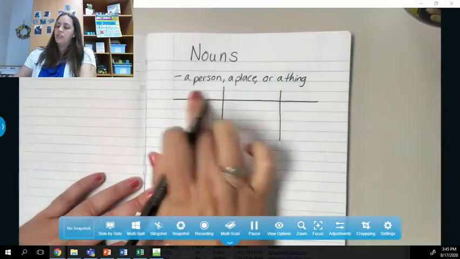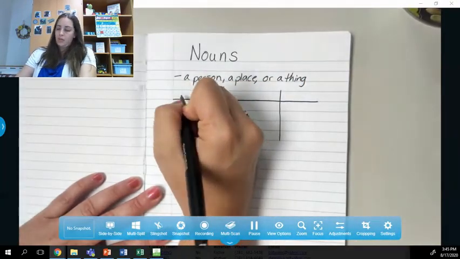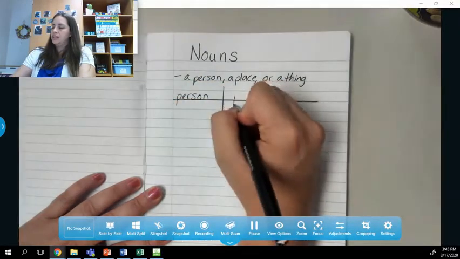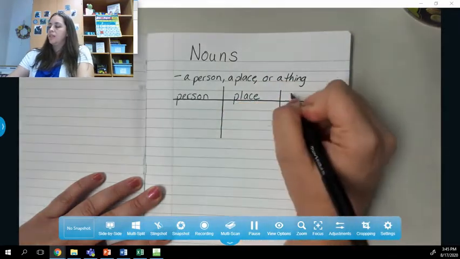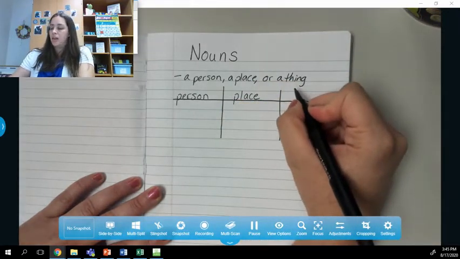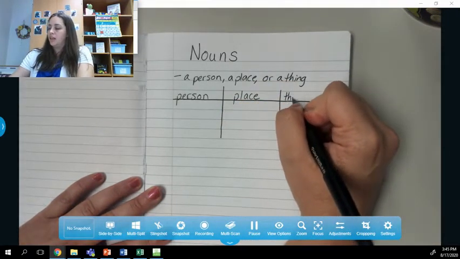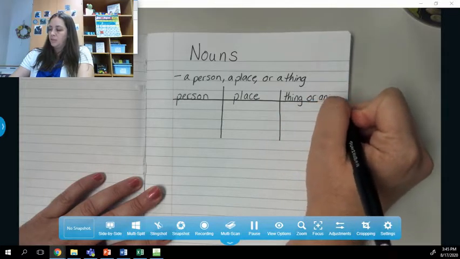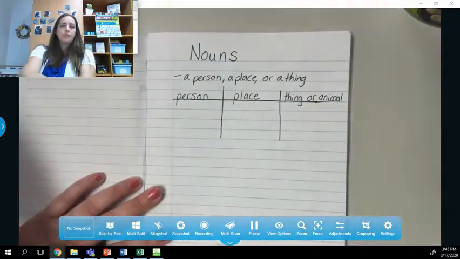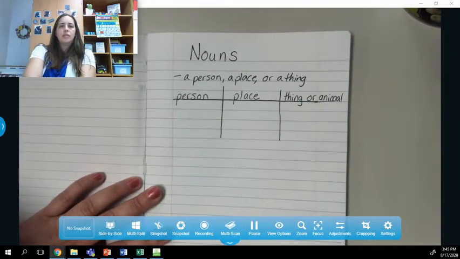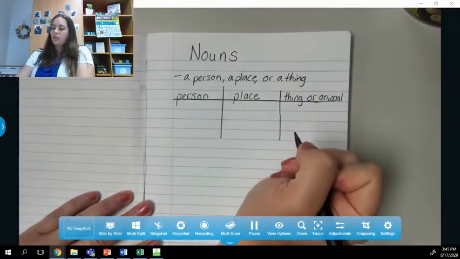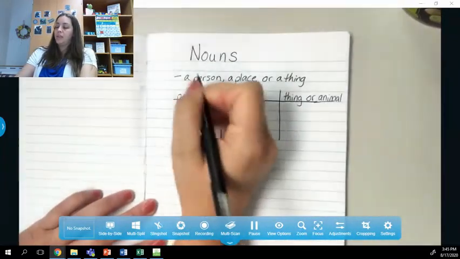And at the top of each column, I'm going to label it person, place, and this one is actually kind of a special one. I'm going to call it thing or animal. So in my person, place, thing, or animal, I'm going to give you an example.